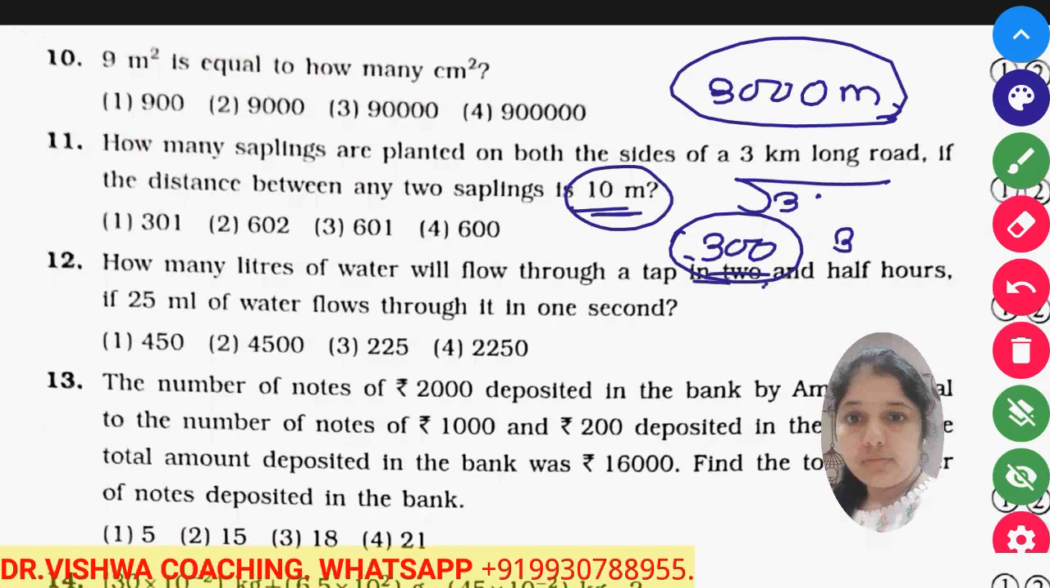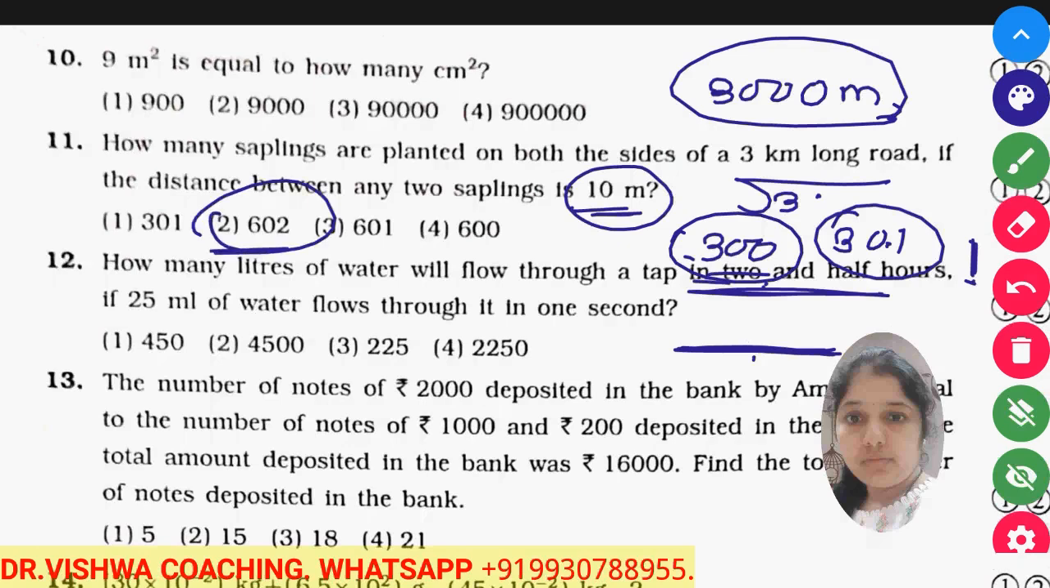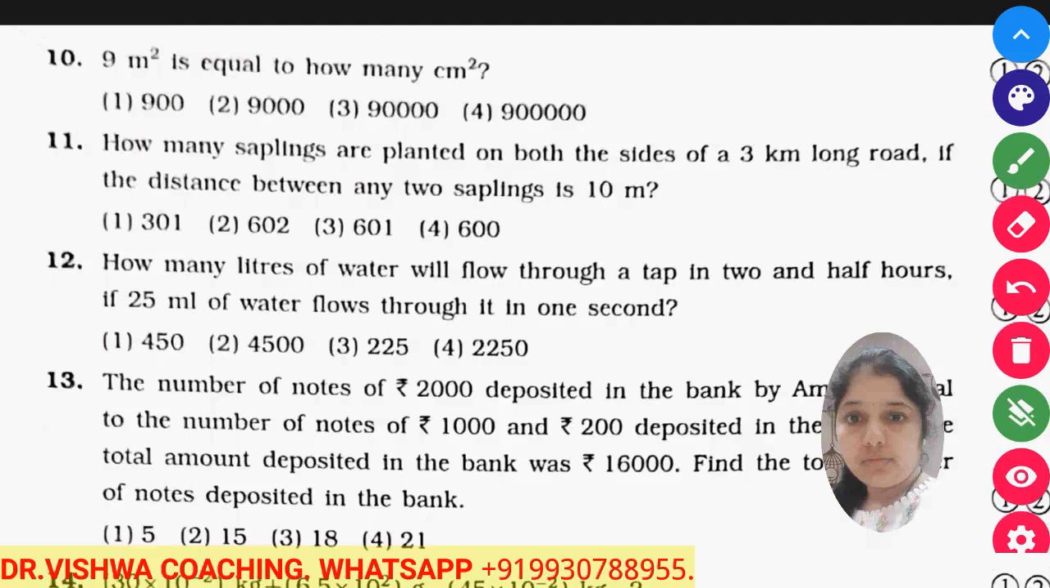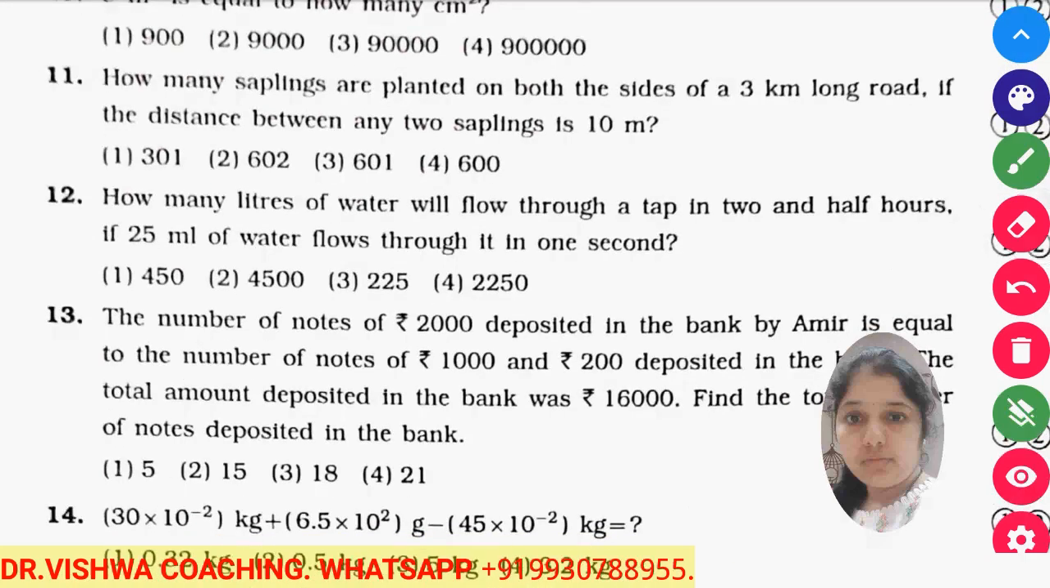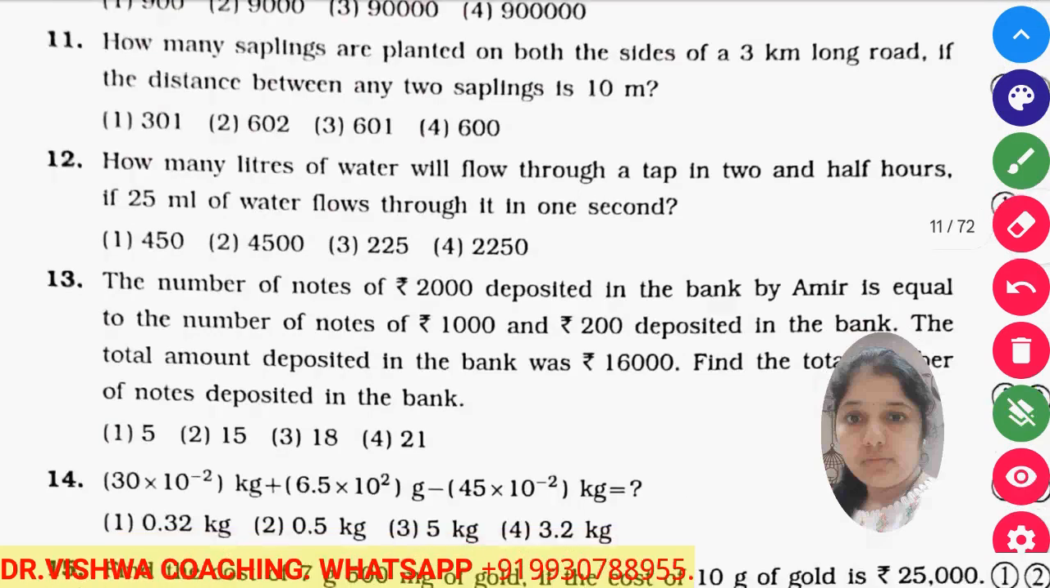But actual saplings are 301, because the last end one also we have to calculate. So it is on one side of the road and we want the saplings from both sides of the road. So 301 plus 301 is equal to 602. So total 602 saplings we plant in between the road.